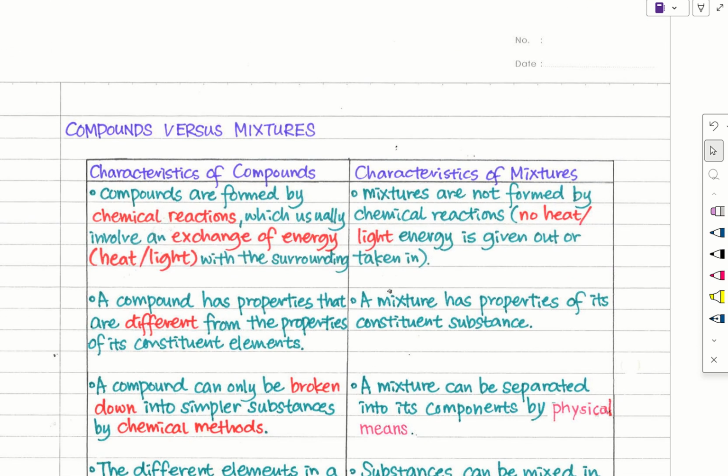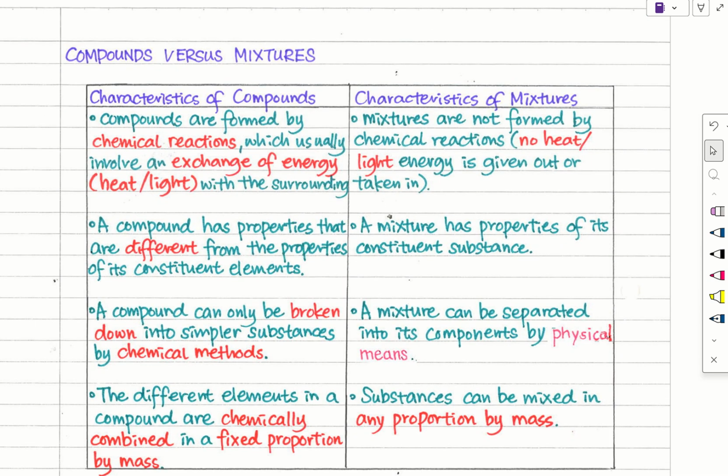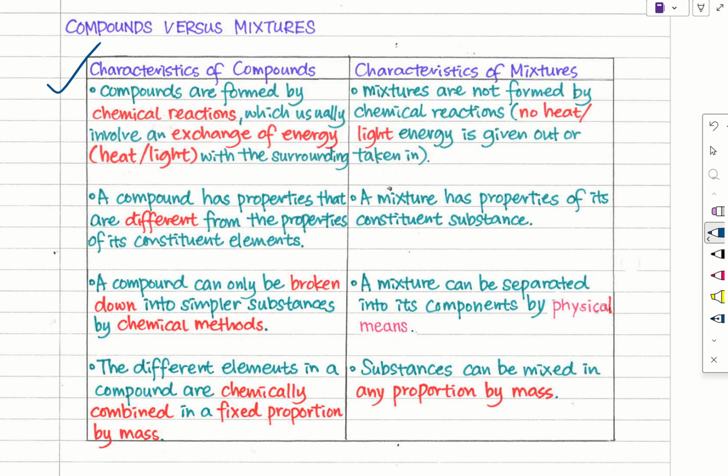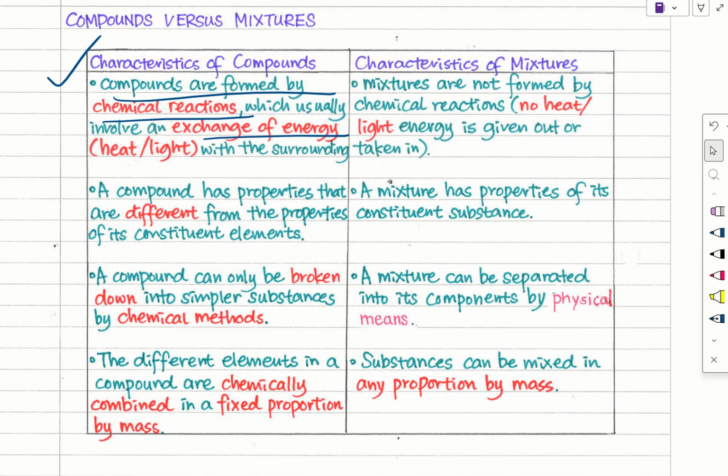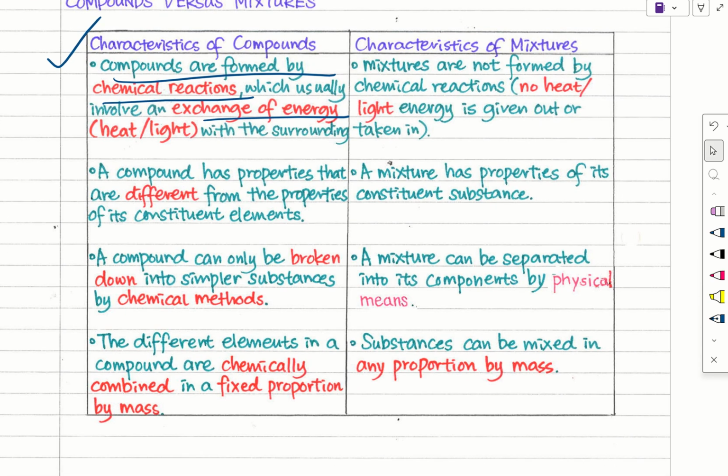Compound versus mixture, characteristics of a compound. You may want to memorize this. Compounds are formed by chemical reactions which usually involve an exchange of energy with the surroundings. But for mixtures, no exchange of energy. So it is a direct comparison. You can just memorize one side and then apply the opposite to the other. You can either memorize compound, then apply the opposite to mixture.